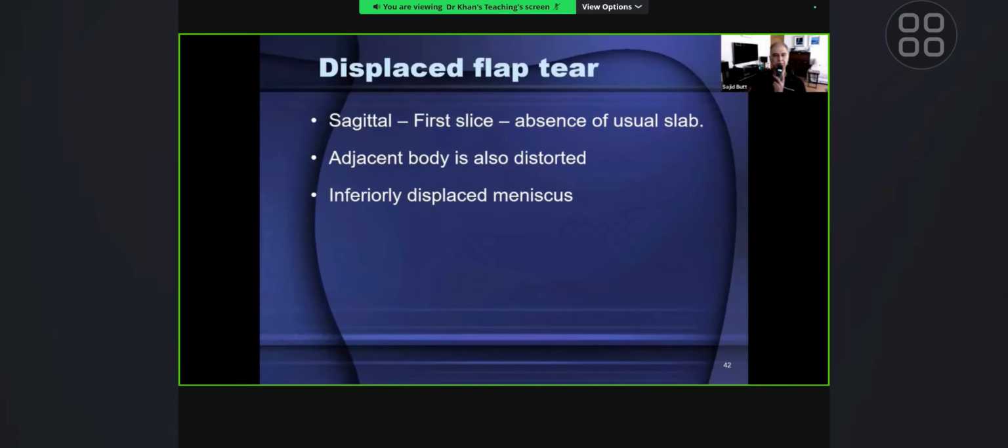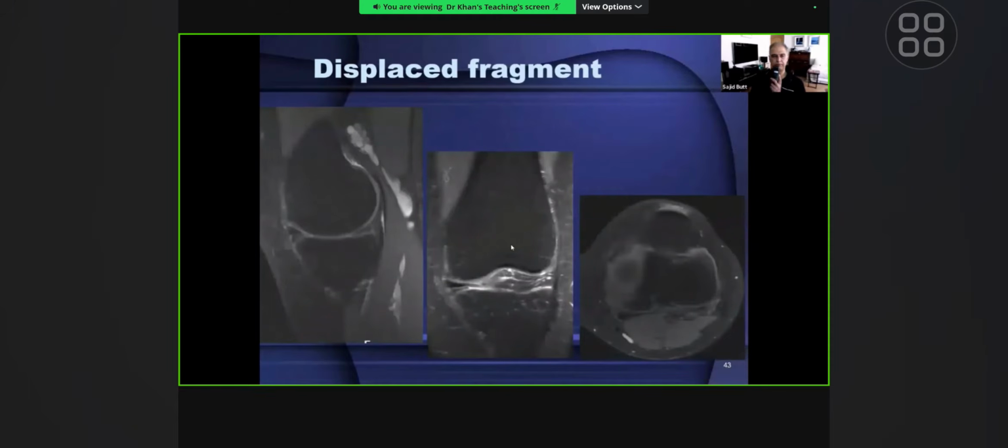The displaced or flap-shaped tear is an example of a tear where, instead of traveling towards the intercondylar notch, the meniscal tear tends to flip underneath the meniscal body and can be present below or above the meniscal tissue. And here are the examples.